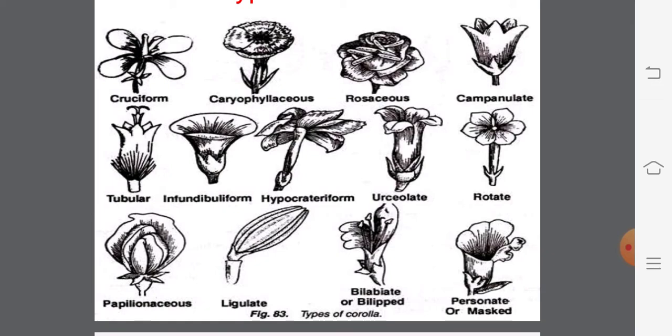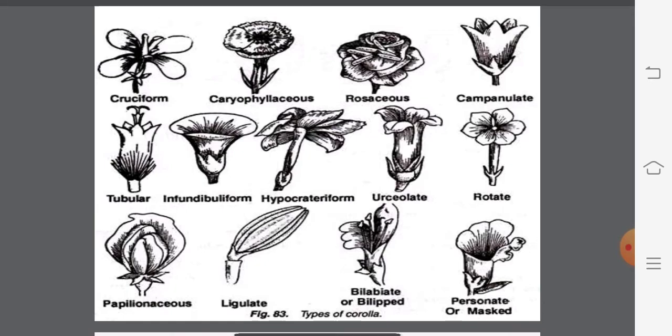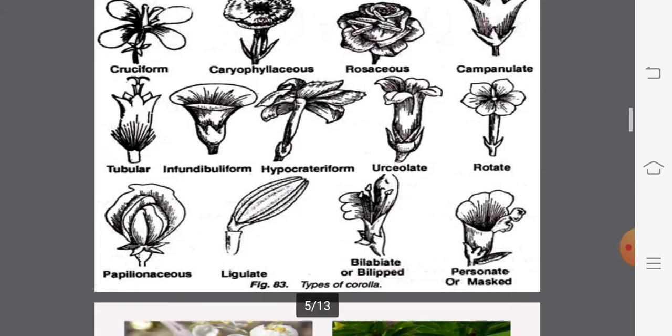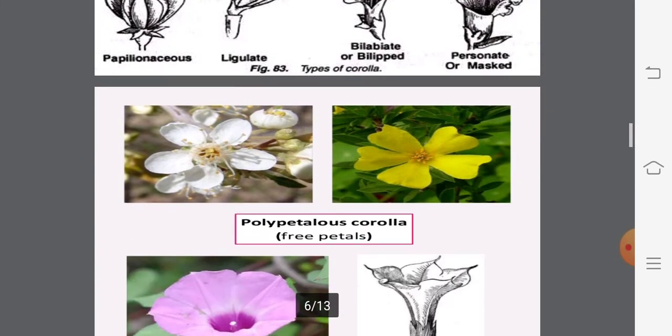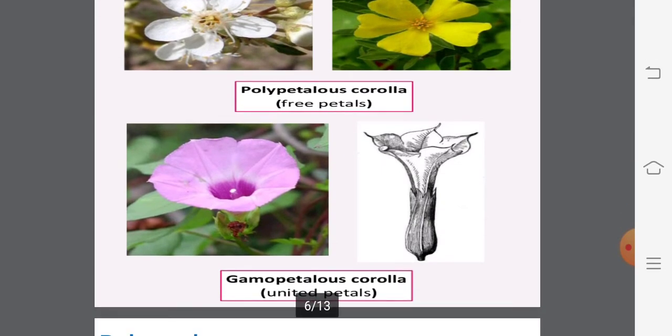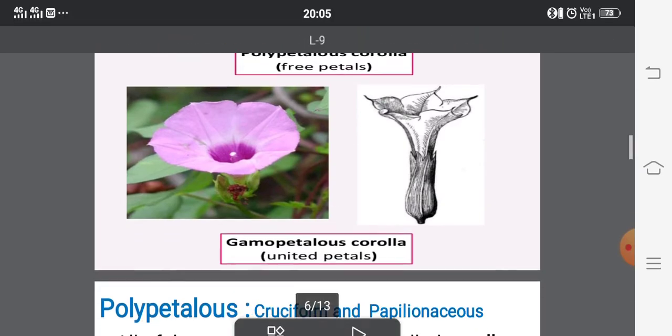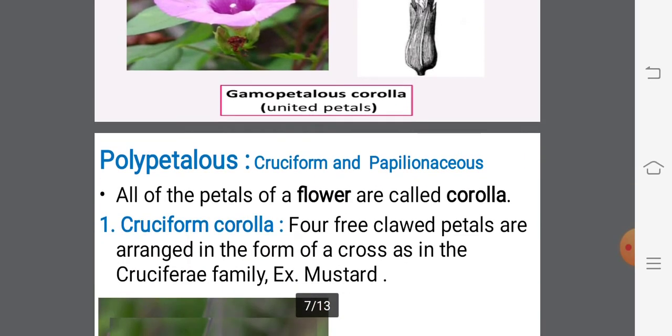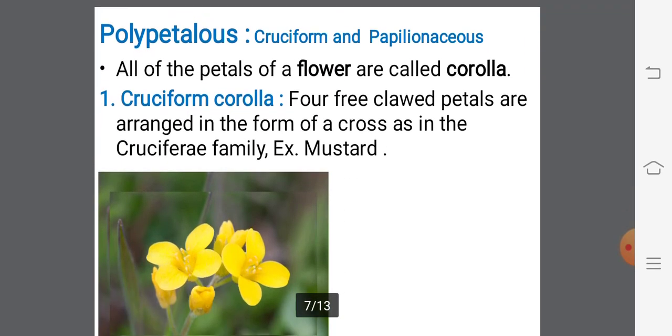Then ligulate, seen in the sunflower, the marginal yellow flowers are ligulate. Then bilabiate or two-lipped, which we are also observing. Based on the corolla, free petals are called polypetalous corolla, and fused united petals are called gamopetalous corolla. Datura is a good example. In polypetalous, we have two types, cruciform and papilionaceous.